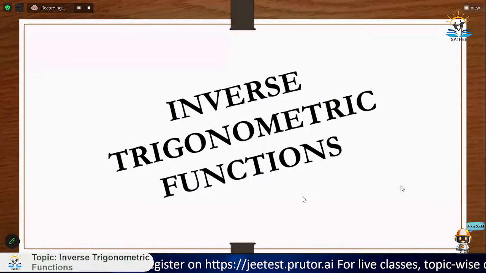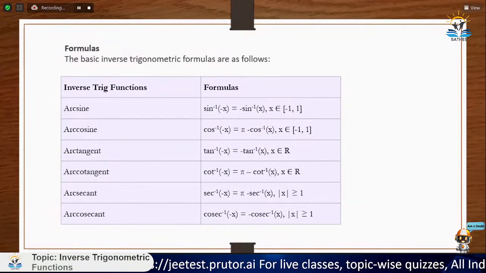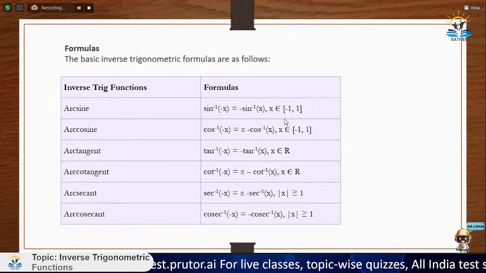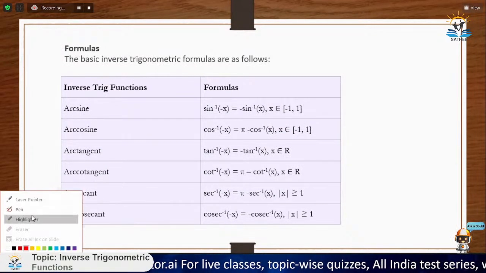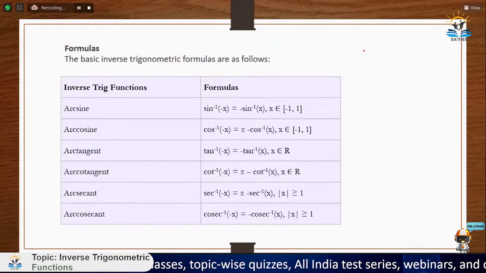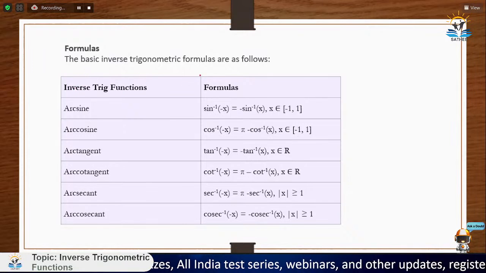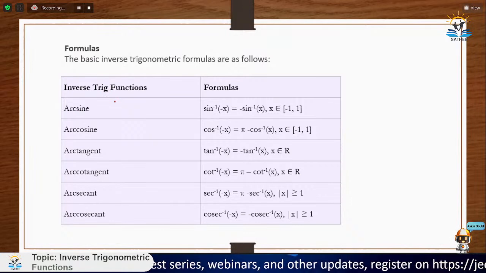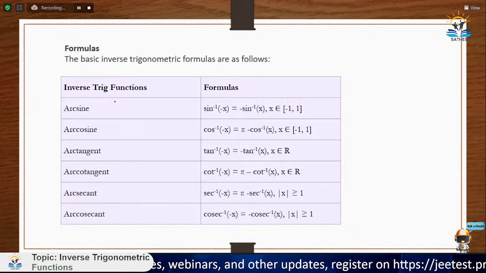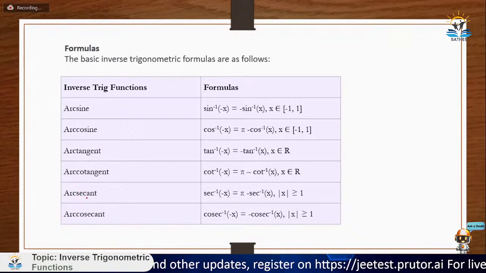Let's start with inverse trigonometric functions. Let's start with the basic trigonometric formulas. See, we know that in trigonometry there are six functions: sine, cos, tan, cot, secant, cosecant. Basically, their inverse functions are what we study in inverse trigonometry. We term them arc of that function, like arc sine, arc cosine, arc tangent, arc cotangent, arc secant, and arc cosecant.